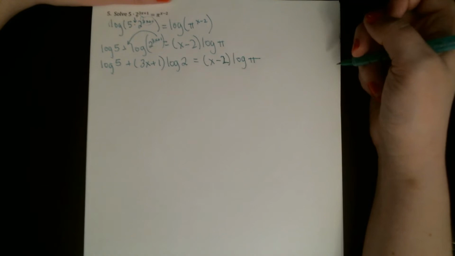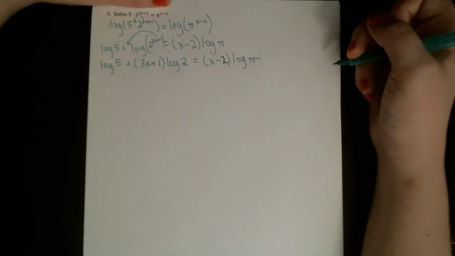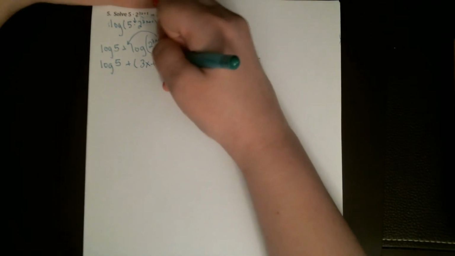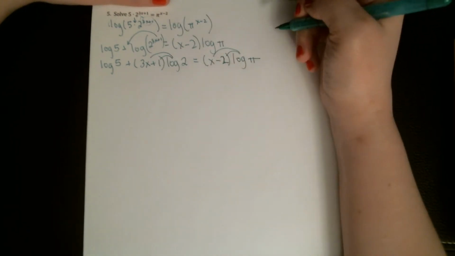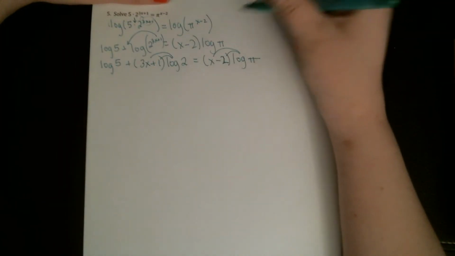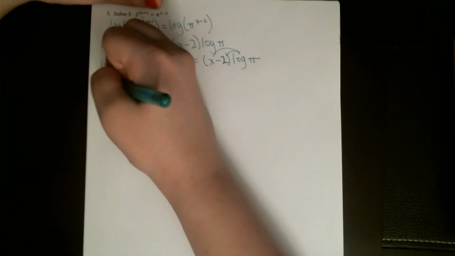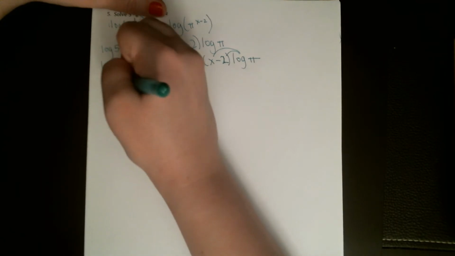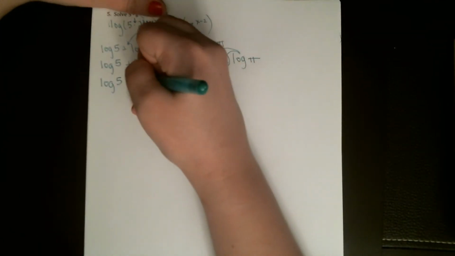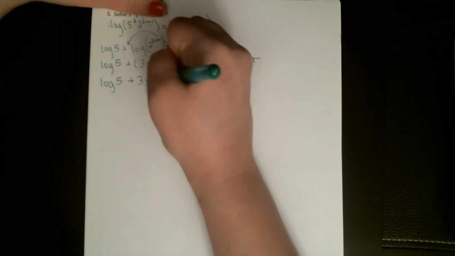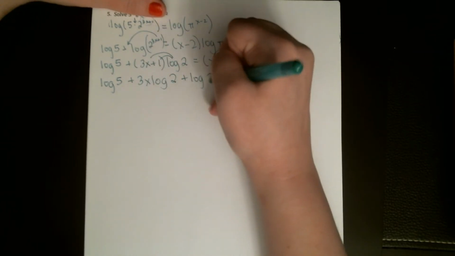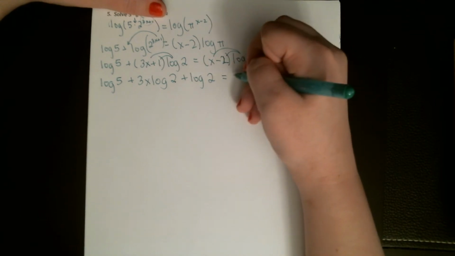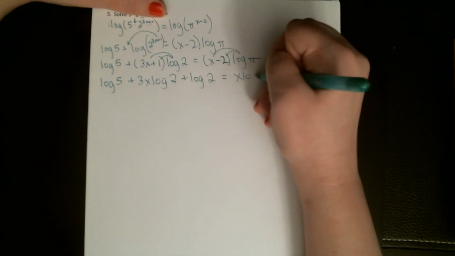Okay. I've got all of my variables out of the exponent, but they're now stuck in parentheses. So I'm going to go ahead and distribute through these logs. I don't want to divide because then I'm going to get my variable stuck in fractions. So distribute in this one. And I have a log of 5 plus a 3x log of 2 plus a log of 2 is equal to an x log of pi.